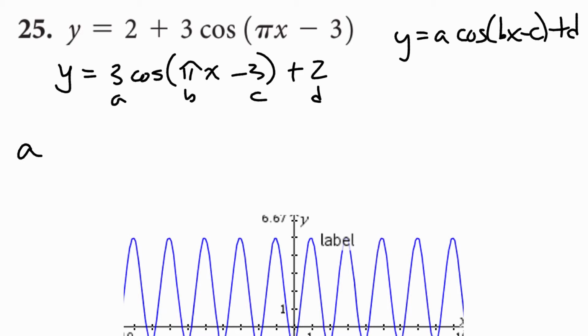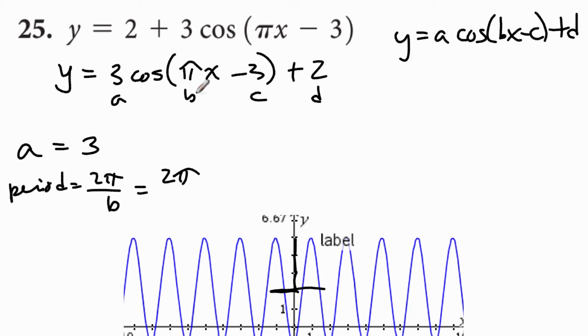To get my amplitude, it's always the number right in front of the cos, so the amplitude is 3. If you look here, the midline is right about there, so it goes up 1, 2, 3, and down 3 from there. For the period, you take 2 pi divided by b. Here b is pi, so the pi's cancel out and the period is 2. That's 2 units, probably 2 radians.